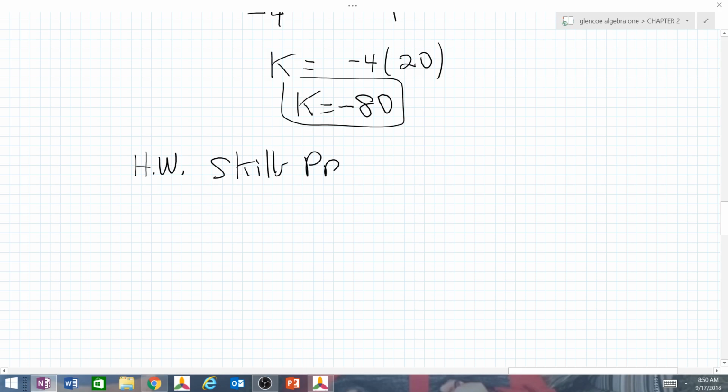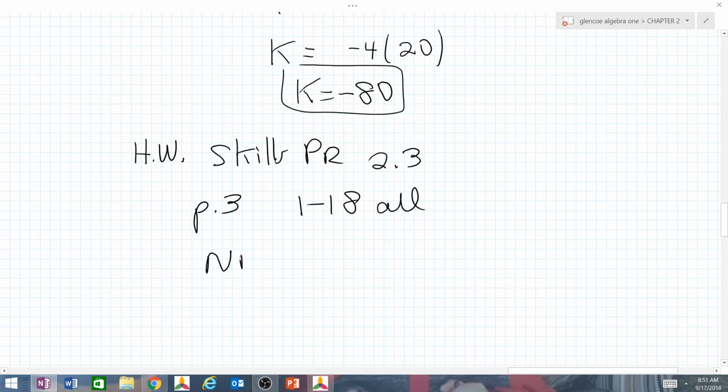Okay, so let me just remind you that your homework for this evening is skills practice. It's from your homework packet, 2.3, page 3, 1 through 18 all. You are to write the problem out, notebook paper, set it up properly, write the problem, show work, box the answer, and give me an answer column.